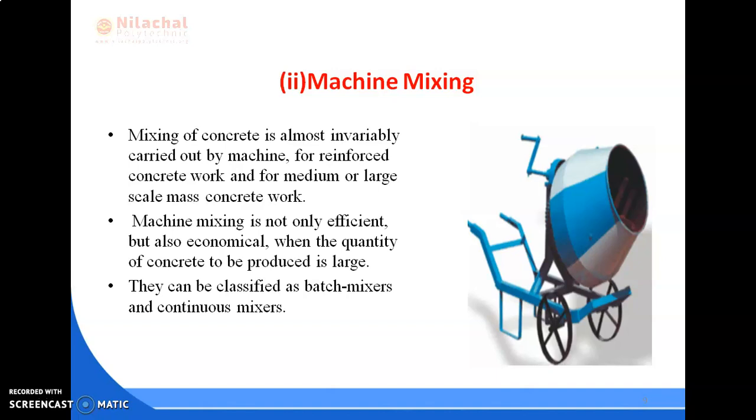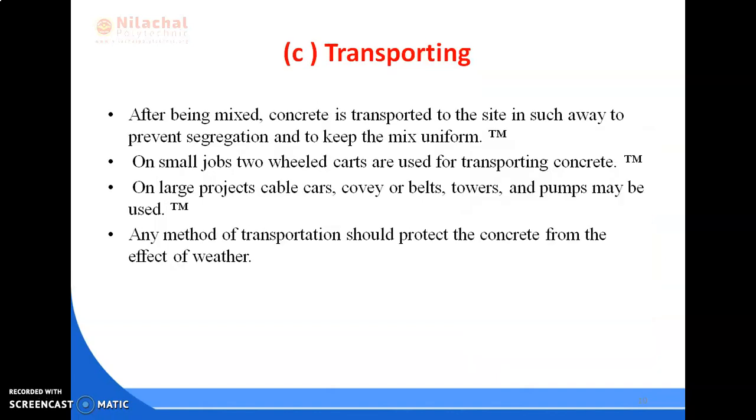So, if we consider RMC, or ready mixed concrete, mixing concrete takes only 15 to 30 seconds. Next is transporting. After being mixed, concrete is transported to the site in such a way as to prevent segregation and to keep the mix uniform. On small jobs, two-wheeled carts are used for transporting concrete. On large projects, cable cars, conveyor belts, towers and pumps may be used.